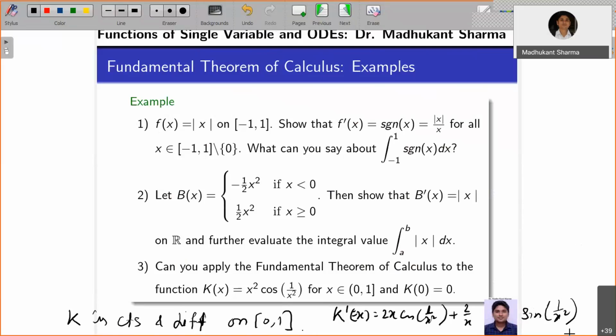Okay, so K is continuous and differentiable on the closed interval 0 to 1. You can differentiate everywhere, at every point. So can I apply the fundamental theorem of calculus? We cannot. Why?